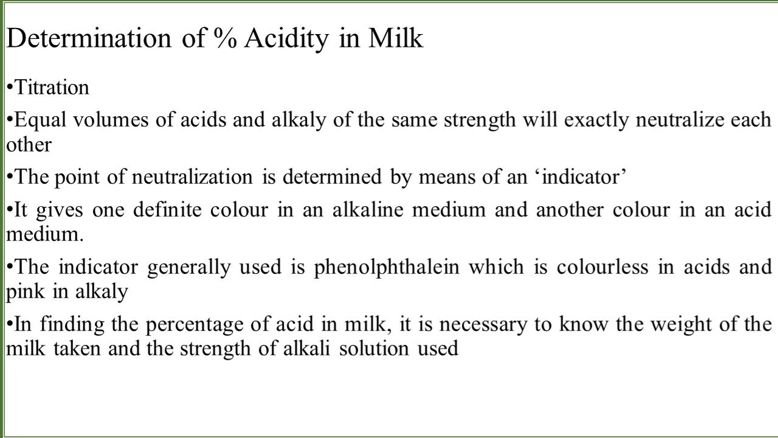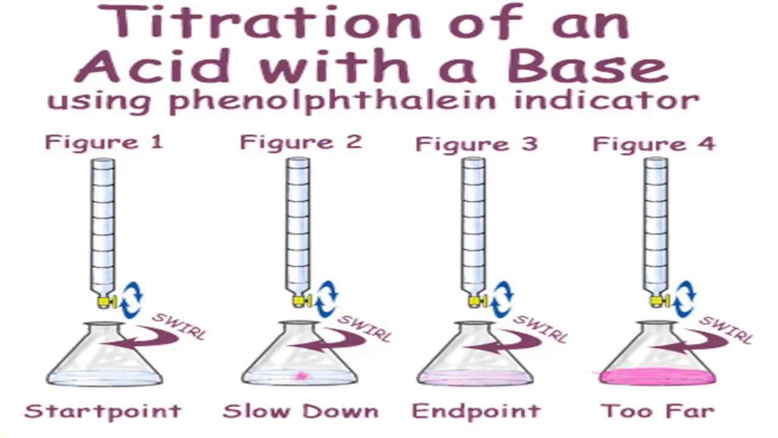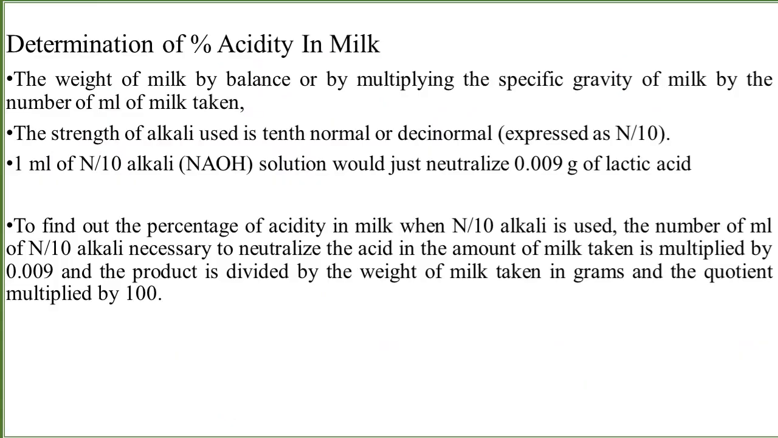In finding the percentage of the acid in the milk, it is necessary to know the weight of the milk taken and the strength of the alkali solution used. This is the titration of an acid with the base using phenolphthalein indicator. In figure 1, you can see the determination of the percent acidity in the milk.